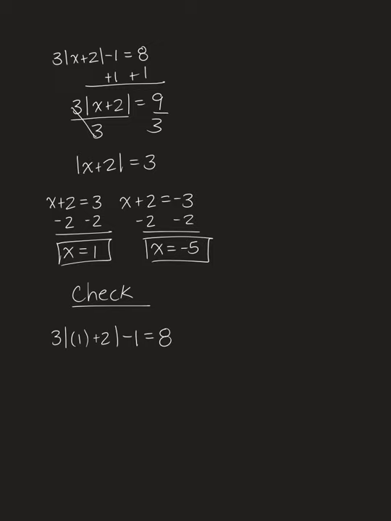So 1 plus 2 is 3. The absolute value of 3 is 3. So 3 times 3 is 9, minus 1 is 8. So that one works.